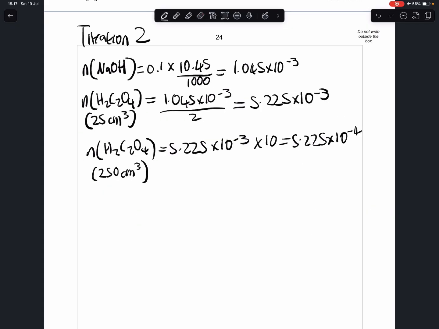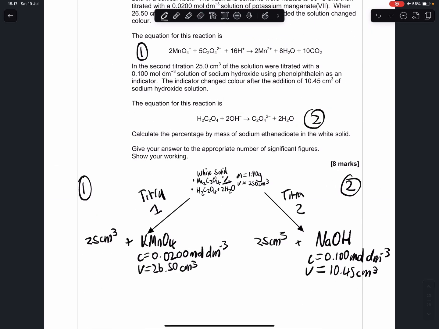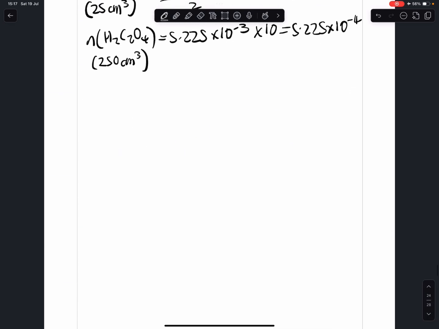Titration 2 is done. This second equation here, we've done the working out for that. So now we need to move on to the first titration.